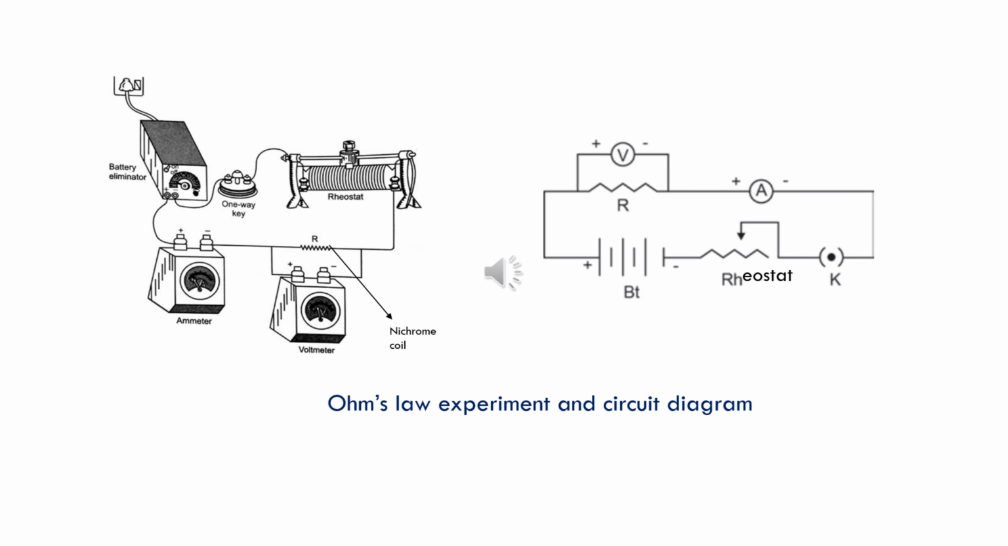Can you remind me of Ohm's law? When the temperature of a conductor remains constant, the current passing through the conductor is directly proportional to the potential difference across it. It means I, the current flow, is directly proportional to the voltage.